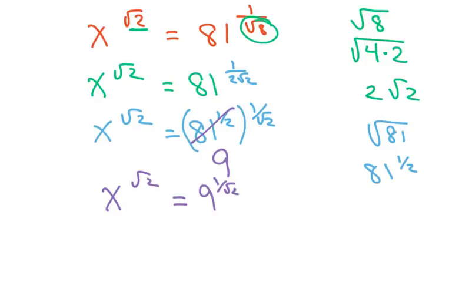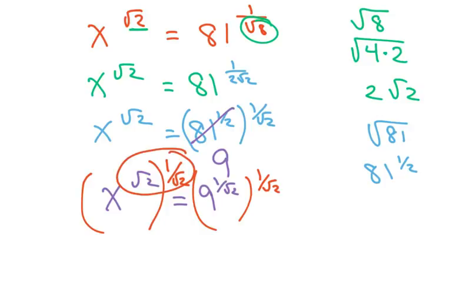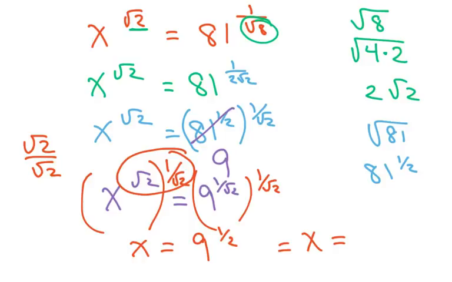Now to solve for x, I'm just going to power everything by 1 over square root of 2. This part here equals 1, because that's going to be square root of 2 over square root of 2. So you get x equals 9, and square root of 2 times square root of 2 is just 2, so that's to the 1/2. So x equals 9 to the 1/2, which is the same as square root of 9. Therefore, x equals 3.